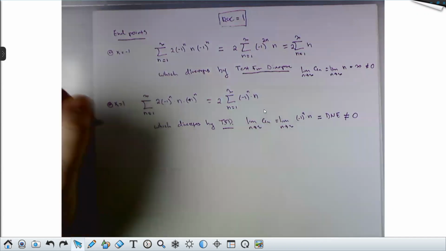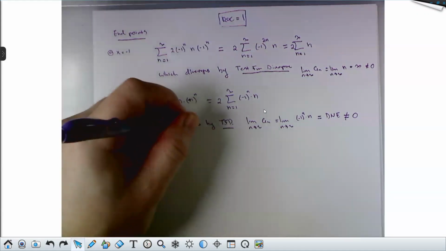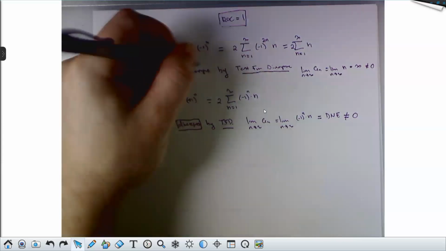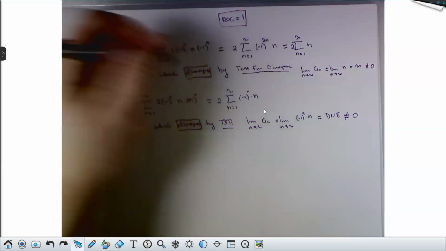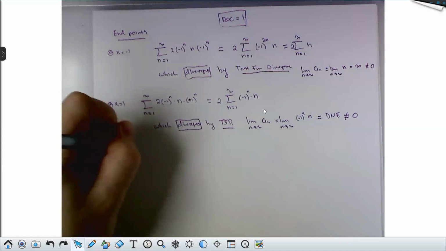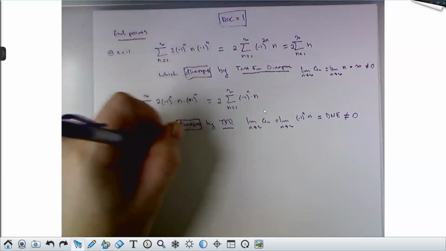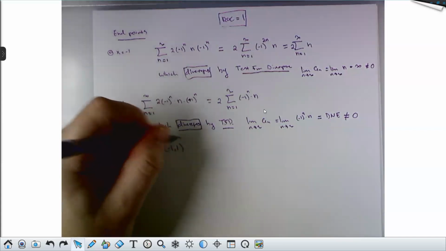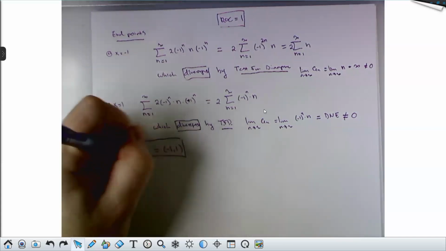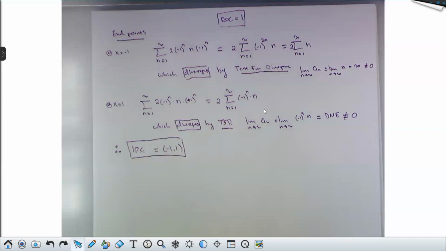All right. Since the series diverges at both of these endpoints, diverges at +1, diverges at -1, the interval of convergence cannot include either of those. It must be the open interval from -1 to 1. So that is the interval of convergence for this power series. Radius of convergence was 1. Interval of convergence is the open interval from -1 to 1.